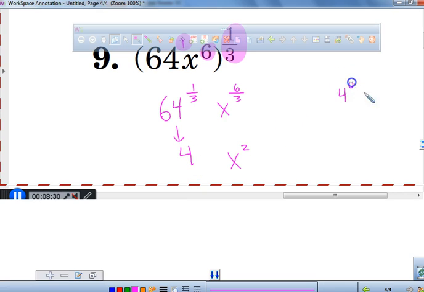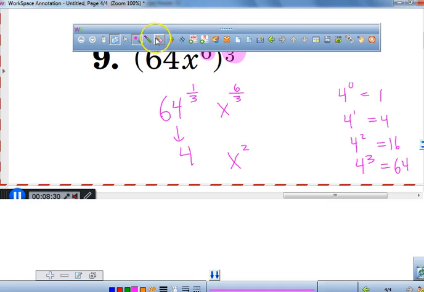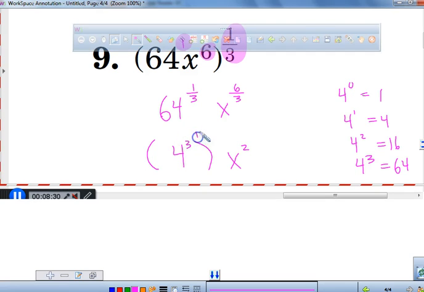For those of you who aren't good with your powers, 4 to the 0 is 1. 4 to the first is 4. 4 squared is 16. 4 cubed, which is 4 times 4 times 4, is 64. So I want you guys to think about it this way. Watch. I'm going to change the number 64 to 4 to the power of 3. Now, 4 to the power of 3 is raised to the power of 1/3.